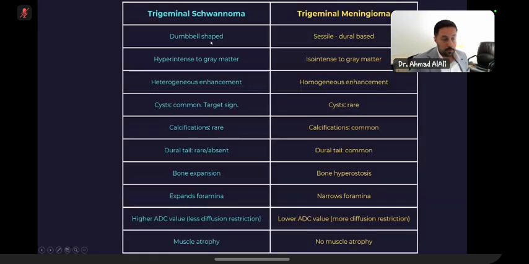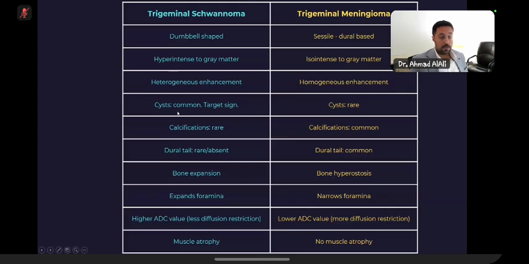So how do you differentiate between them? It's important in your daily practice and in the exam to mention these different findings, whatever is present and absent. So it would make it easier for you and for the examiner to know that you know what you are looking at. So the trigeminal schwannoma is dumbbell shaped. It's hyperintense to gray matter. It's heterogeneous and heterogeneously enhancing.